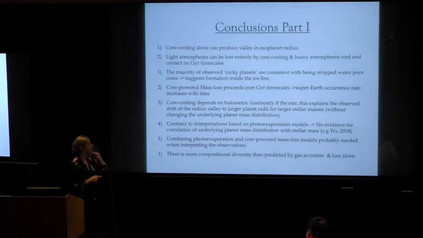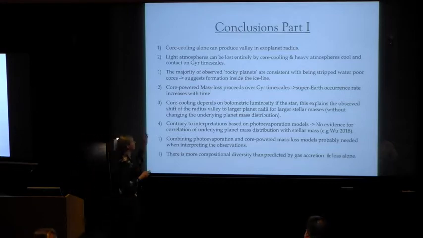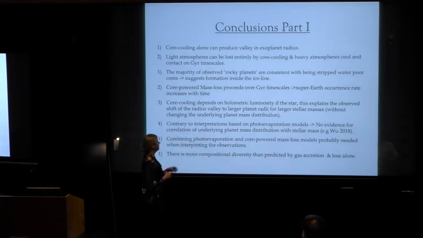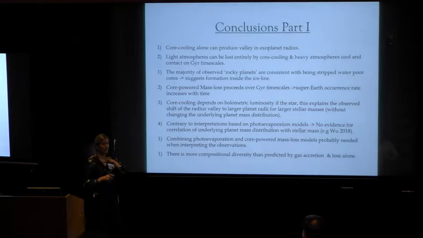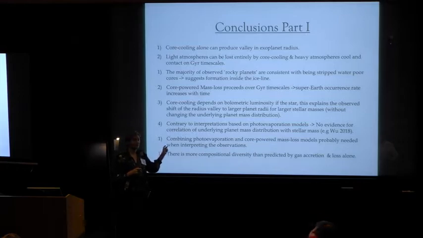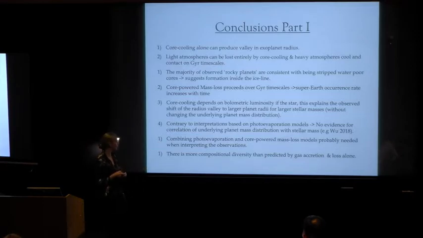Core cooling, I showed you, depends on the volumetric luminosity of the star, and that's why you would expect the radius valley to shift to larger planet radii for larger stellar masses without changing anything else about what's going on, so no changes to the underlying mass distribution. Ultimately, I think we really need to combine photoevaporation and core-powered mass loss models to correctly interpret the observations. When we reach conclusions about the bulk densities of the cores, for example, we find very similar results, but both of those should add together at some level. This is something that I'm currently working on with James Owen, to correctly combine those two, so we have the correct mass loss models.